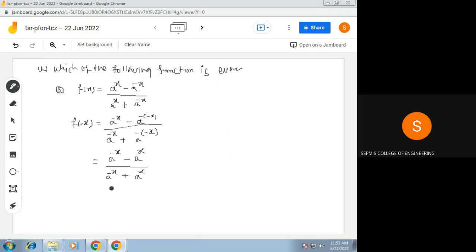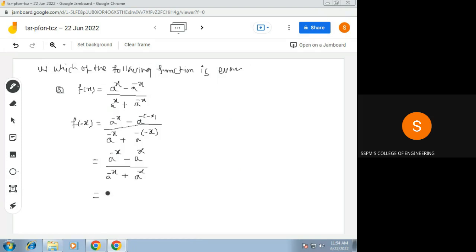Are you getting a function similar to the given function? No. So here take minus as common from the numerator. The minus sign is a scalar multiple to the terms. The minus sign in the index we cannot take as common, but we can take this minus sign as common.